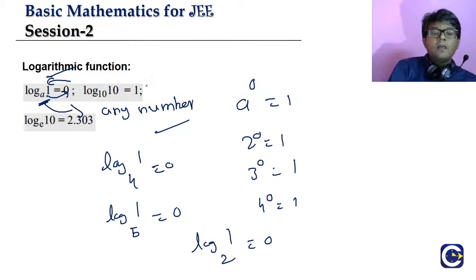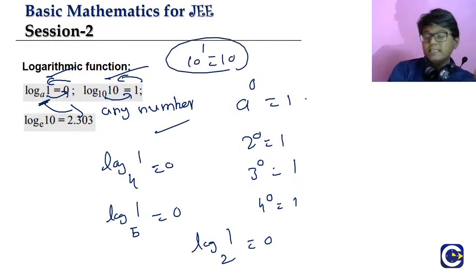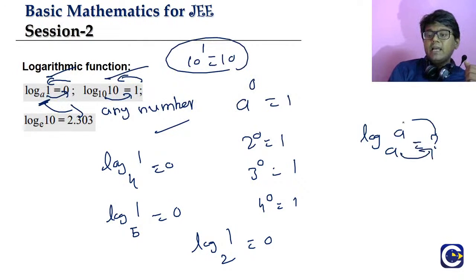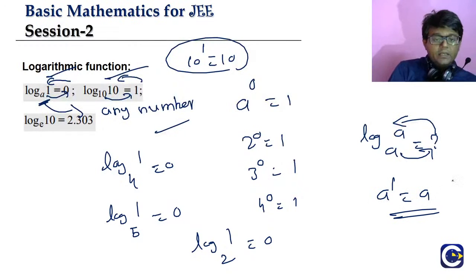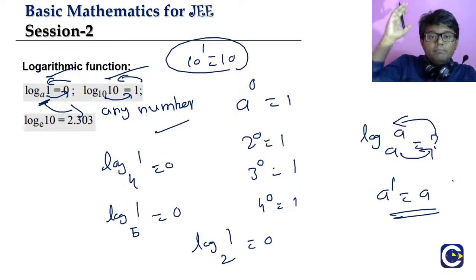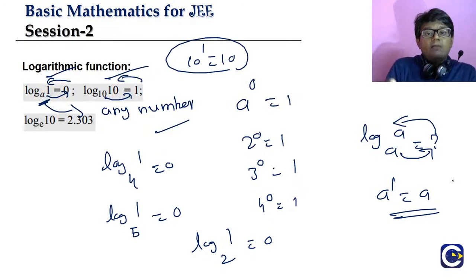So that is it. And log 10 to the base 10 is 1. Which means how many times we should raise 10 so that we will get 10. Because 10 power 1 is equal to 10, right? Not only this. Log of any number to the base same number. Log a to the base a. Which means how much we should raise a so that we will get a itself. We know a power 1 is equal to a, right? Log of a number with the base also the same number, then what will be the value of that logarithm? It will be 1.